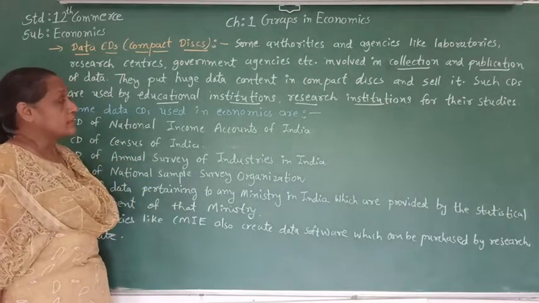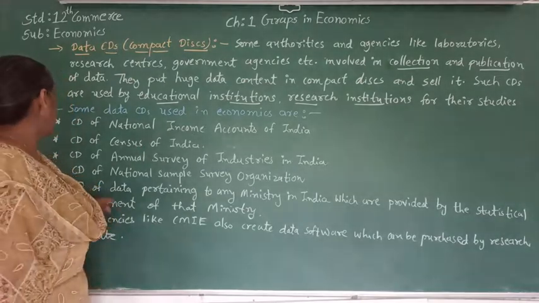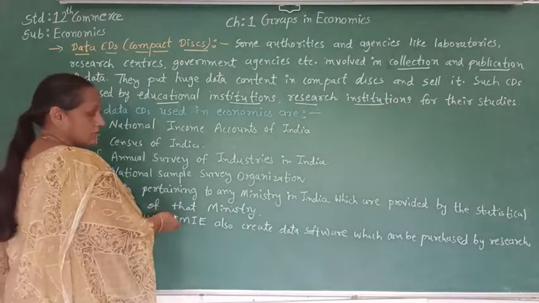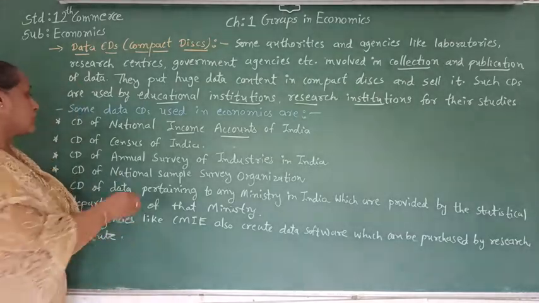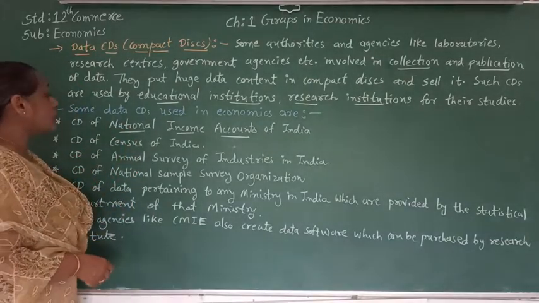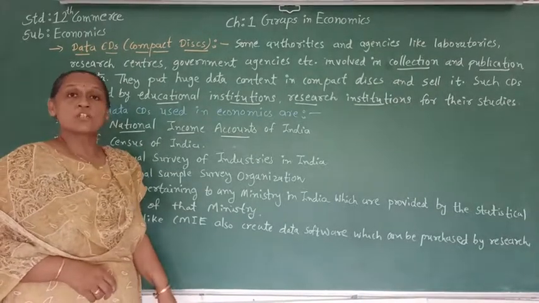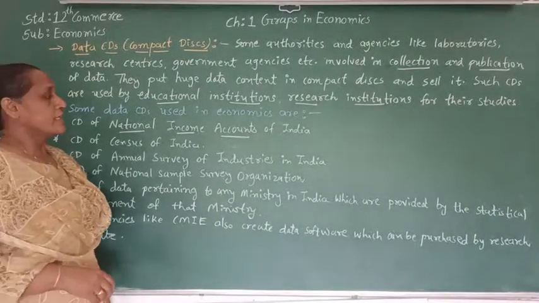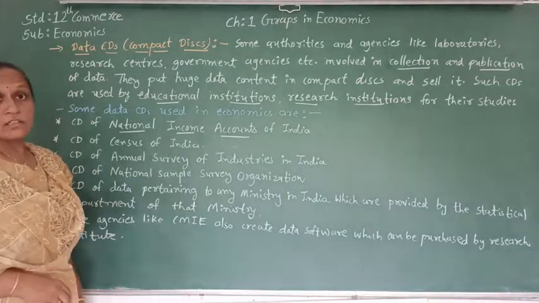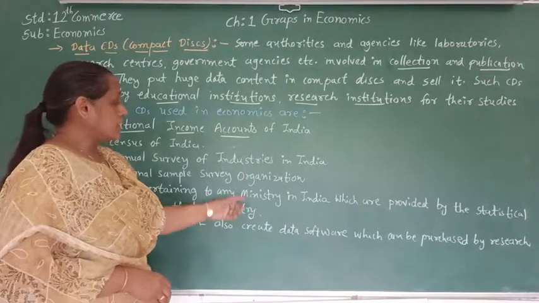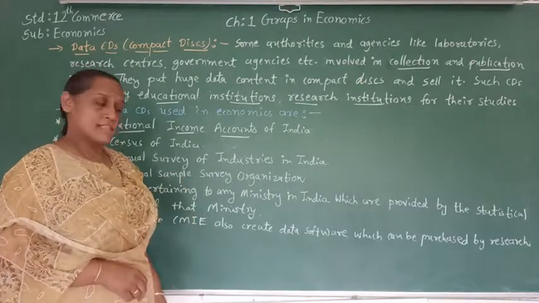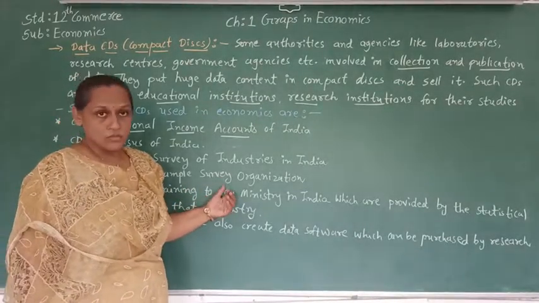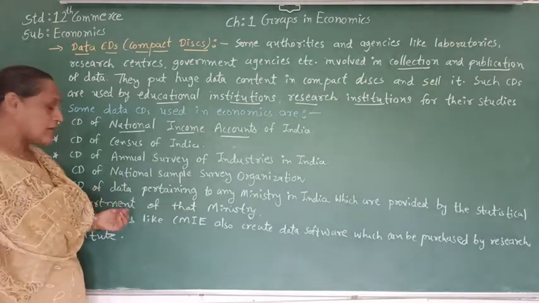And some of the CDs that are used in economics are as below. First is the CD of National Income Account of India, giving the data regarding the national income of India. The next one is the CD of Census of India, which gives information related to the population of India. The third one is the CD of Annual Survey of Industry in India. Whatever changes take place in industry, that data is available in this CD. The next one is the CD of National Sample Survey Organization. The CDs published by this organization are available also.